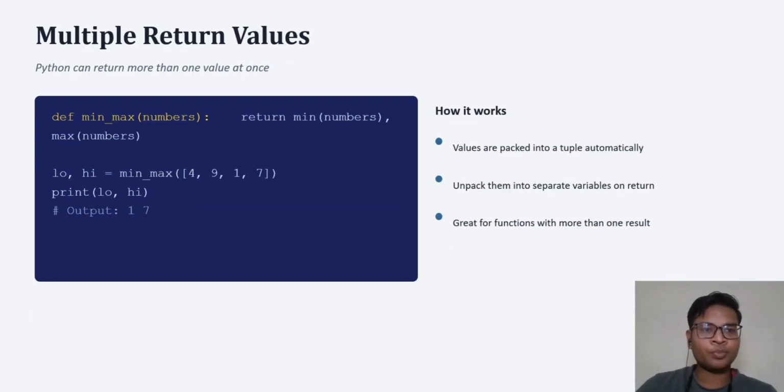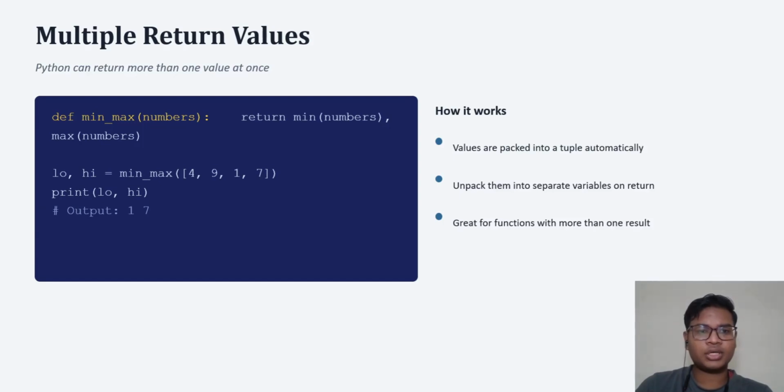Now, our next topic is multiple return values. What does it mean? Python can return more than one value at once. So how does it work? First of all, values are packed into a tuple automatically. The second thing is that they can be unpacked into separate variables on return. And the third thing is that it is great for functions with more than one result. So these are all the things about how multiple return values work.